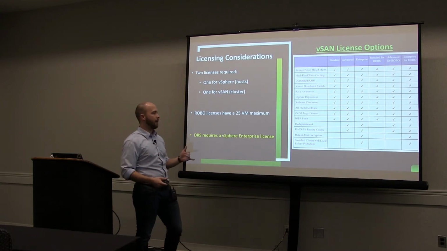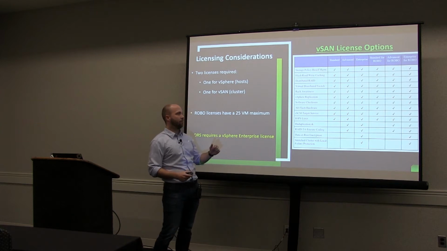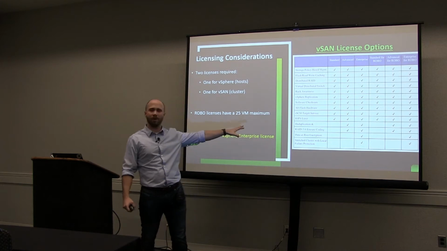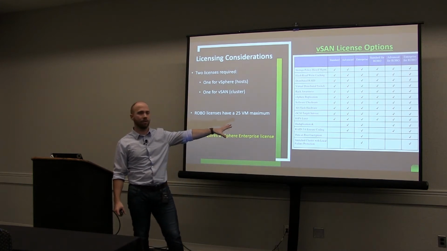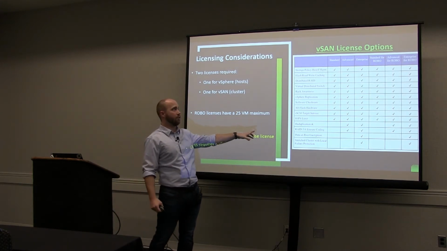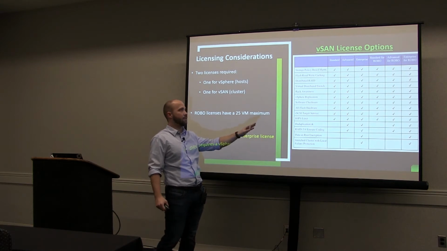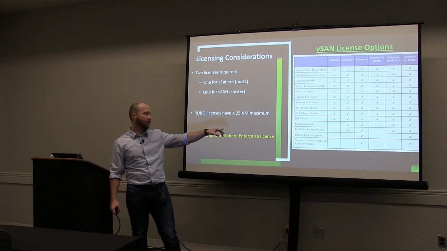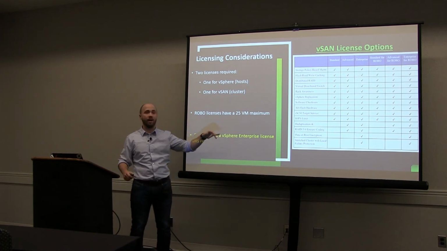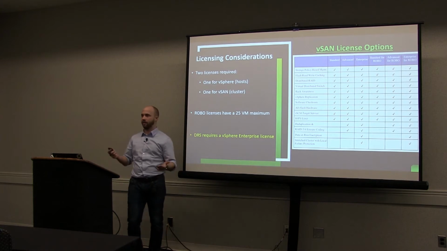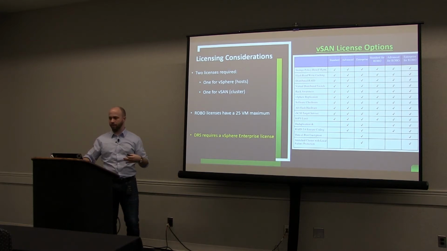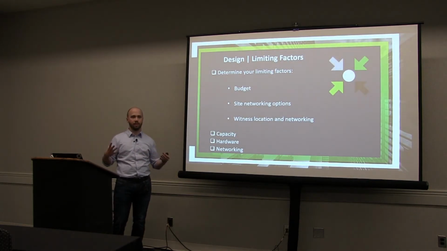A couple things to keep in mind here: if you want to use deduplication and compression, you're going to need at least an advanced license. Dedupe and compression requires an all-flash configuration, but if you want to use those features, you're going to need at least an advanced license, whether you go ROBO or non-ROBO. And if you want to use data at rest encryption, it's going to require an enterprise license. Again, whether you choose to go ROBO or not, that still requires enterprise. So that's pretty much all of the requirements that you would have.